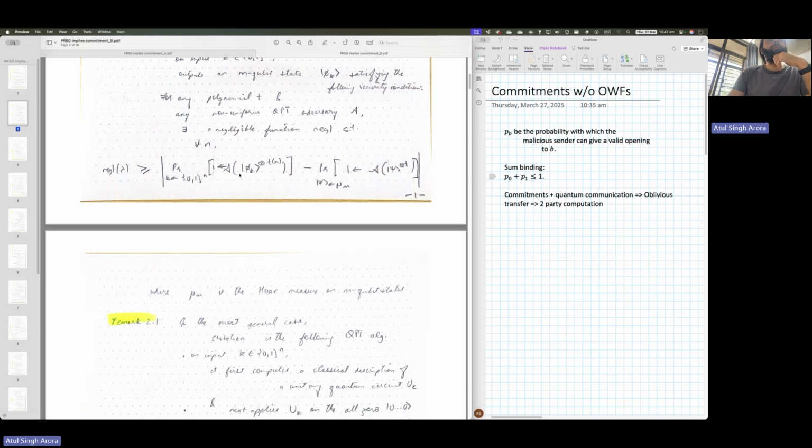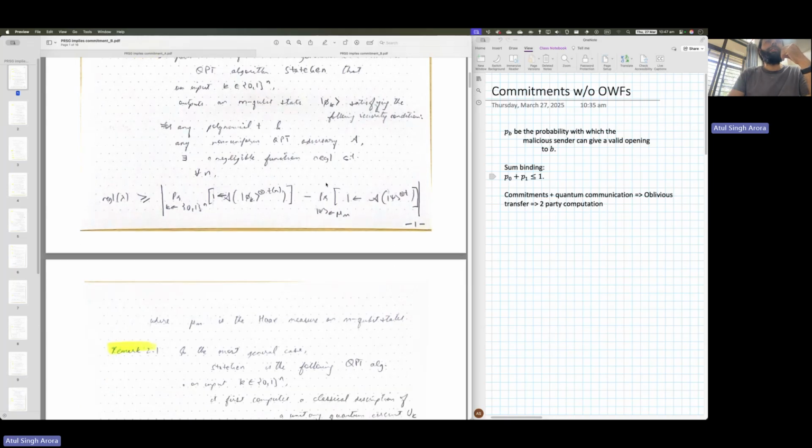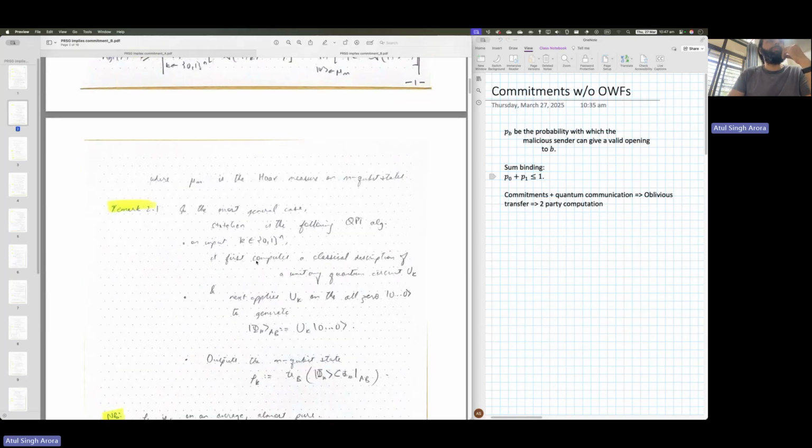And what are these two things? In one case, you're given t copies of the pseudorandom state. In the other case, you're given t copies of a Haar random state. The pseudorandom state is sampled from a keyed family of states, the key is sampled uniformly and is of length n, while the state is of length m. So the difference has to be negligible.